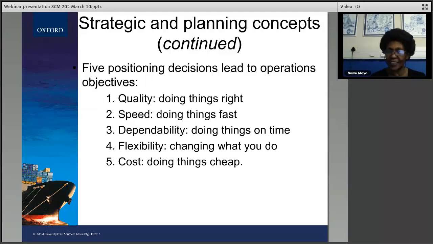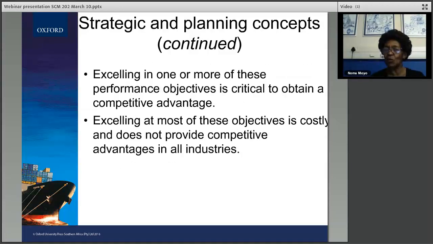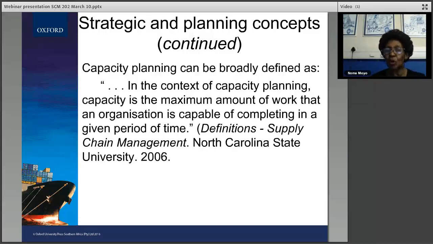Which are these? Quality, doing things right. Speed, doing things fast. Dependability, doing things on time. Flexibility, changing what to do. Cost, doing things cheap. Excelling in one or more of these performance objectives is critical to obtain a competitive advantage. Excelling at most of these objectives is costly and does not provide competitive advantage in all industries.